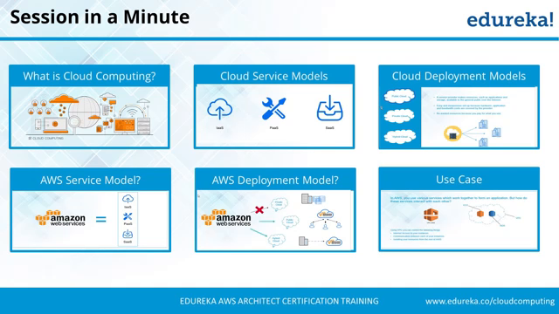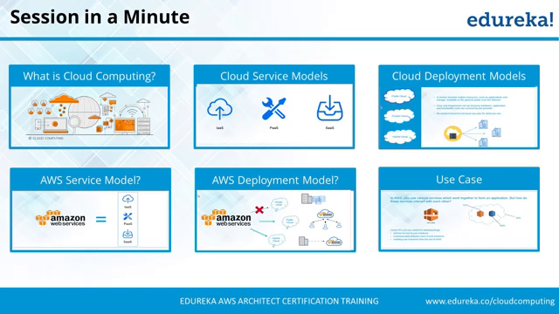And the third deployment model is hybrid cloud. When you are using a combination of public as well as private cloud, that's called a hybrid cloud environment. Most companies will have a hybrid cloud environment, with business critical applications running in private cloud and the dev and test environment or non-critical applications running in public cloud.